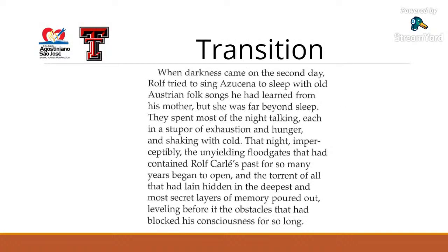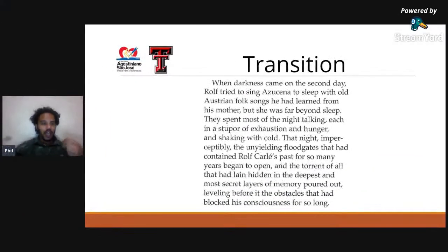Transition. So the transition is we have a little bit of a change in how things are happening. When darkness came on the second day, Rolf tried to sing Azucena to sleep with old Australian folk songs he had learned from his mother, but she was far beyond sleep. They spent most of the night talking, each in a stupor of exhaustion and hunger, and shaking with cold. The night imperceptibly, the unwielding floodgates that had contained Rolf Carlet's past for so many years began to open. Oh, that night, imperceptibly. That makes sense now. And the torrent of all that had lain hidden in the deepest and most secret layers of memories poured out, leveling before it the obstacles that had blocked his consciousness for so long.